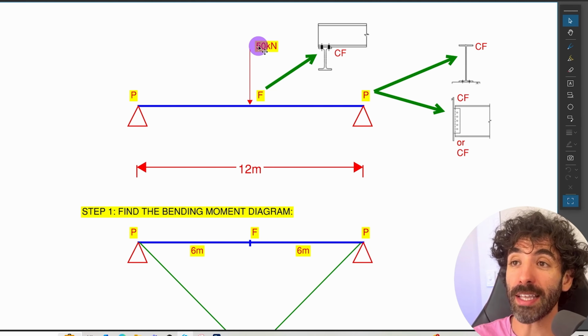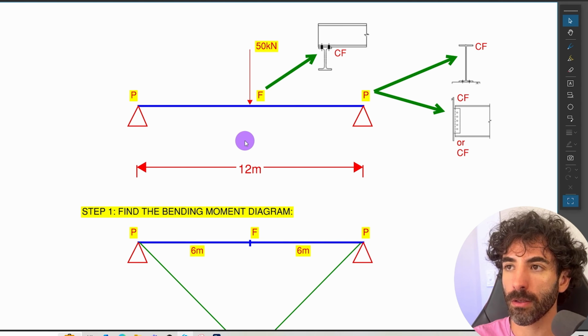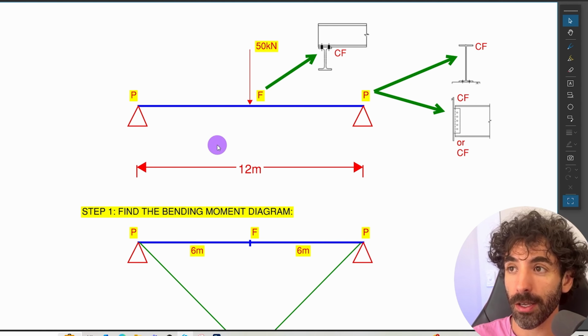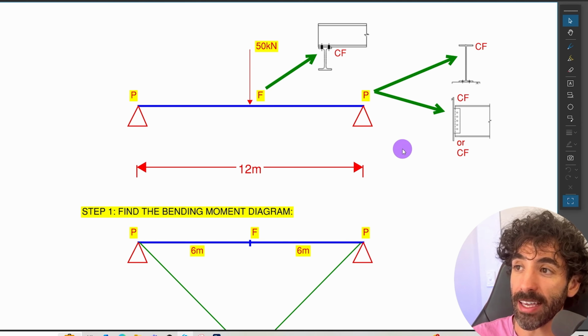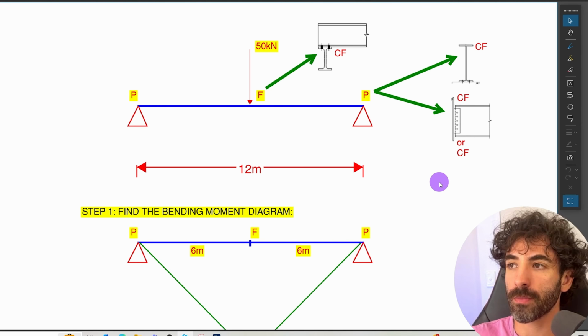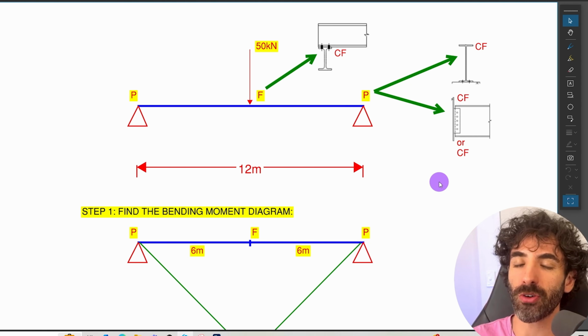Imagine a 12 meter long steel beam with a point load at mid-span. We are classifying the ends of this beam as partially restrained because we are assuming we have a connection similar to these images on the right hand side, which means that connection is restraining the non-critical flange of the beam.